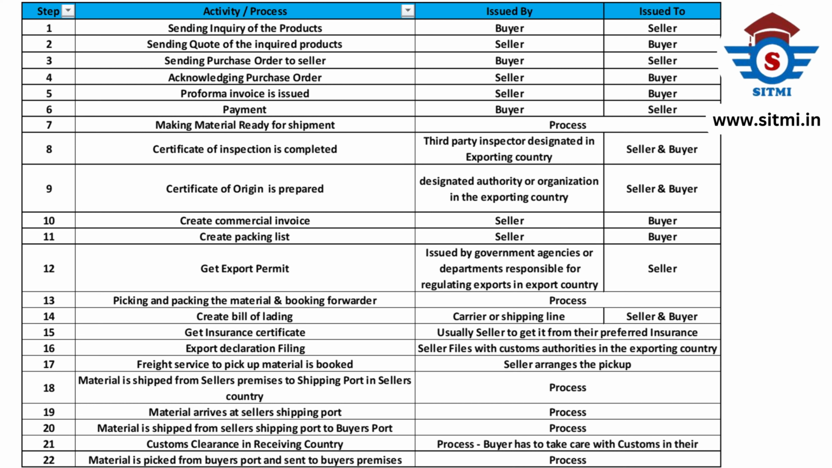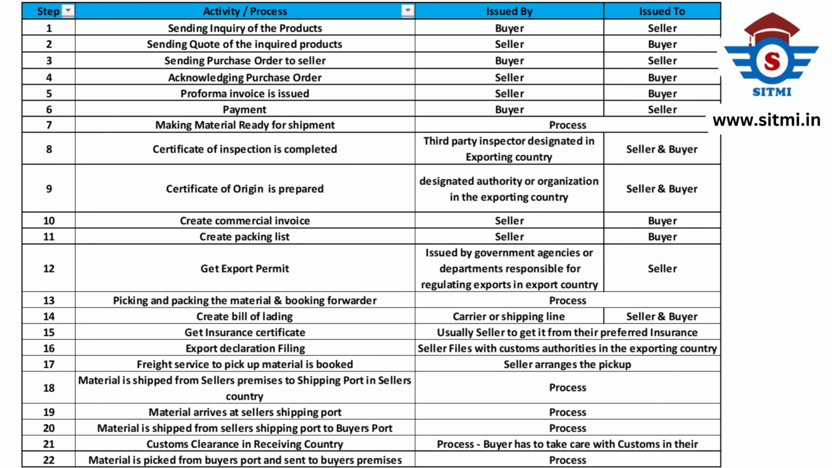Eight, certification of inspection is completed. Nine, certificate of origin is prepared. Ten, create commercial invoice. Eleven, create packing list. Twelve, get export permit. Thirteen, picking and packing the material. Fourteen, create bill of lading. Fifteen, get insurance certificate. Sixteen, export declaration filing.